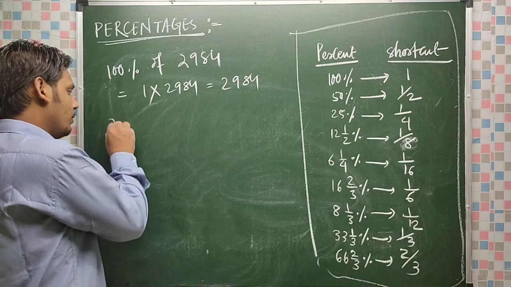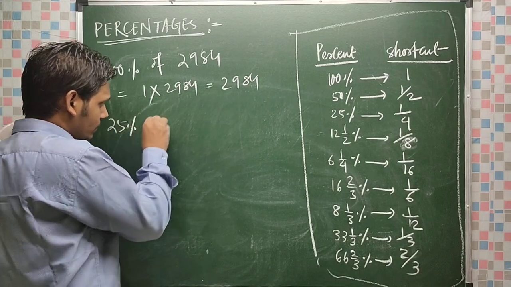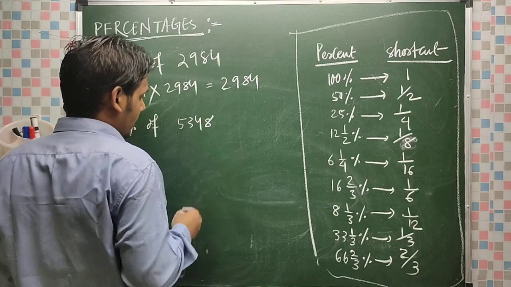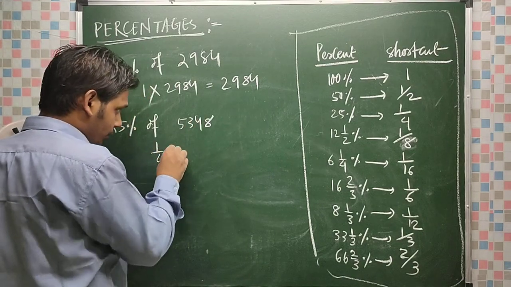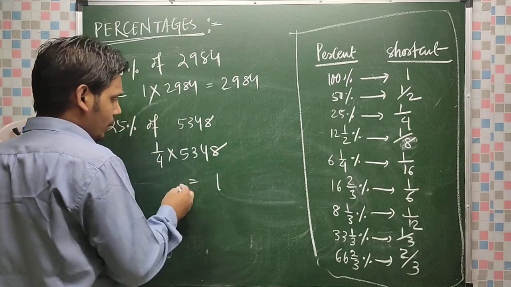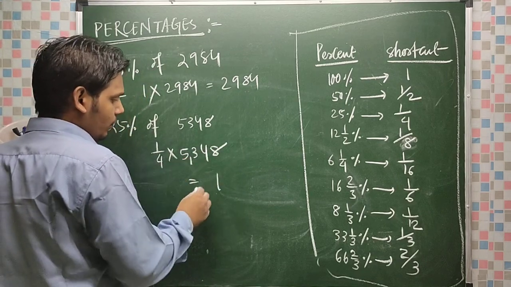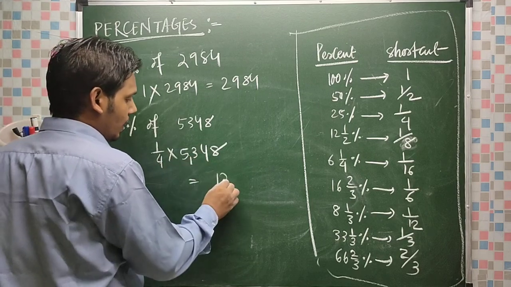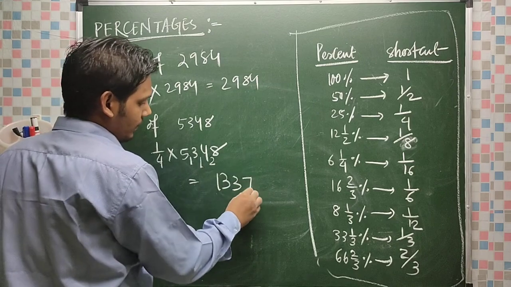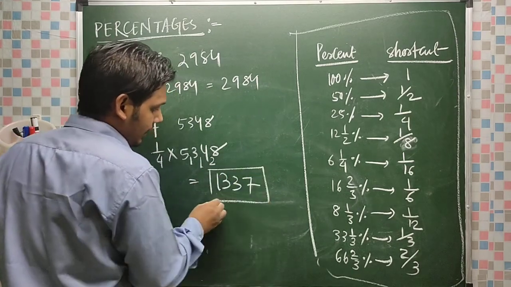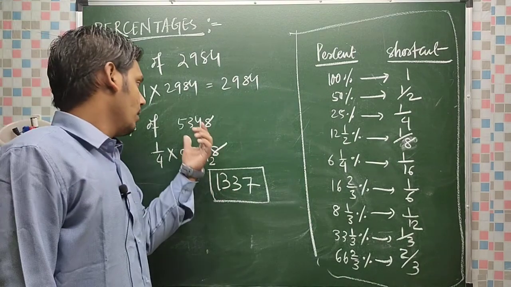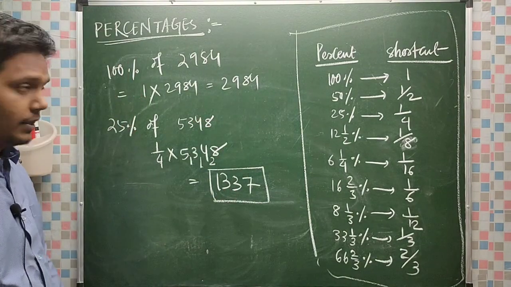Thereafter, if it is given 25% of 5348, that means 1 by 4 into 5348. So 4 11, 1 is the remainder. 4 14, 1 is the remainder. 4 3 12, 1 is the remainder. 4 3 12, 2 is the remainder. 4 7 28 is totally divisible. That means 25% of 5348 is 1337.